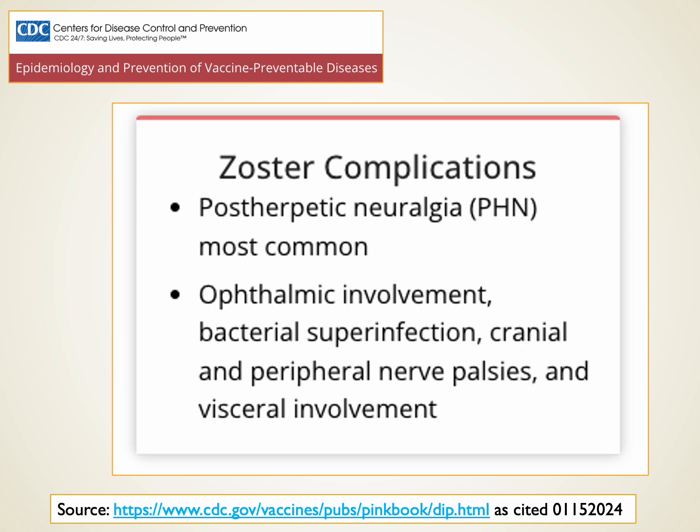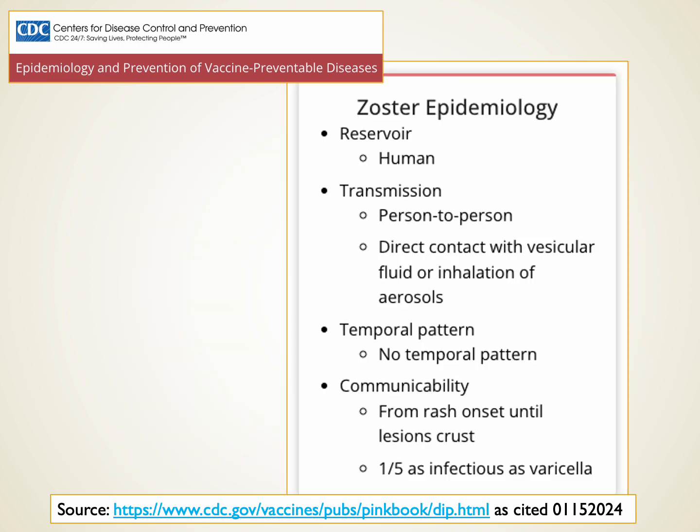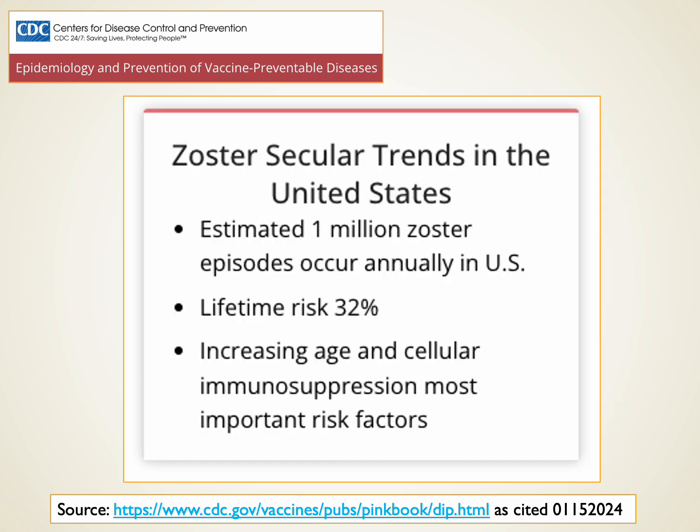Complications are this neuralgia and eye involvement that can be quite traumatic and concerning. So the epidemiology is person-to-person transmission, direct contact with the vesicles, but also keep in mind that over the age of 50, people are reservoirs for varicella already. Lots of cases in the U.S. Lifetime risk is about 30% for people over the age of 50 if you don't get vaccinated.